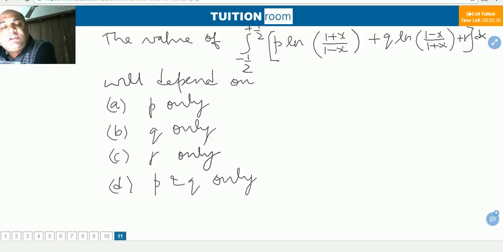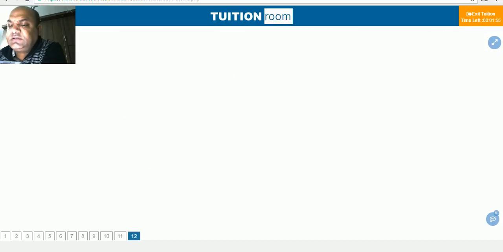So whether the function is ln (1 plus x)/(1 minus x) or ln (1 minus x)/(1 plus x), for both functions we always get f(x) plus f(-x) equal to 0. So this is a very important property for both of the functions. Please copy it, then I will continue to the question.